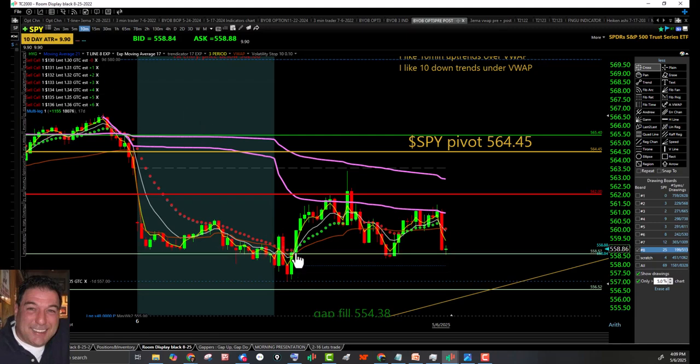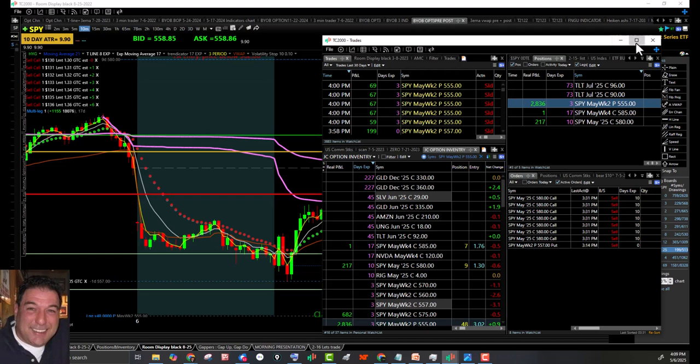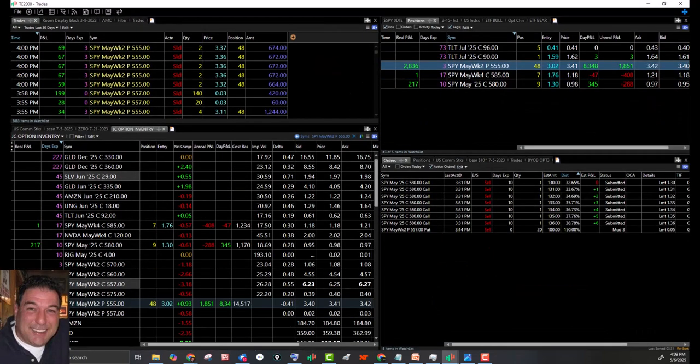We did play the 10-minute uptrend over VWAP right here. That was profitable. I'll drag this over and show you what happened with that. On the 10-minute uptrend, I played some calls and only made about $682. Of course, remember, we gapped way down, so all of my calls, I had 25 of them, were underwater by about $3,000 or $4,000. So I had to dig myself out of that hole, and I managed to make about $600 digging myself out of that hole.